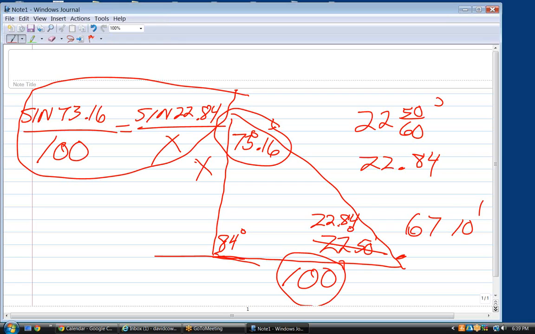They didn't say solve the triangle. If they had, then we would need to do one more to solve for z: the sine of 84 degrees divided by z is this same ratio. Basically what the law of sines says is that the ratio between the sine of an angle and its opposite side is the same within that triangle. Every angle in that triangle has that ratio.